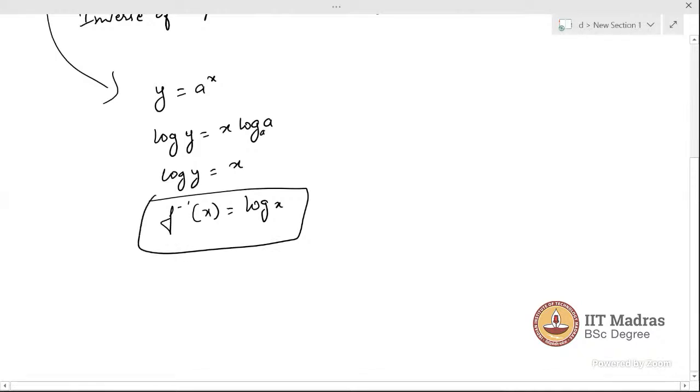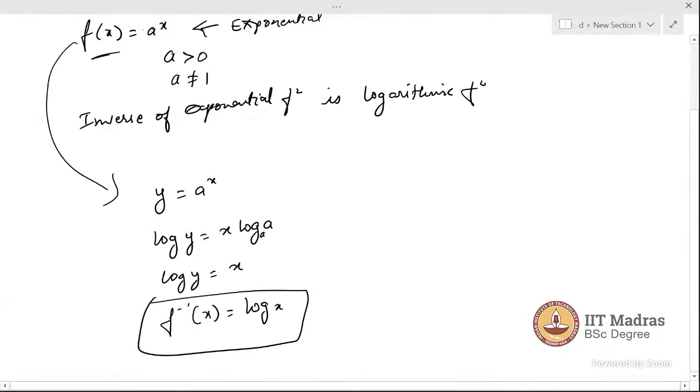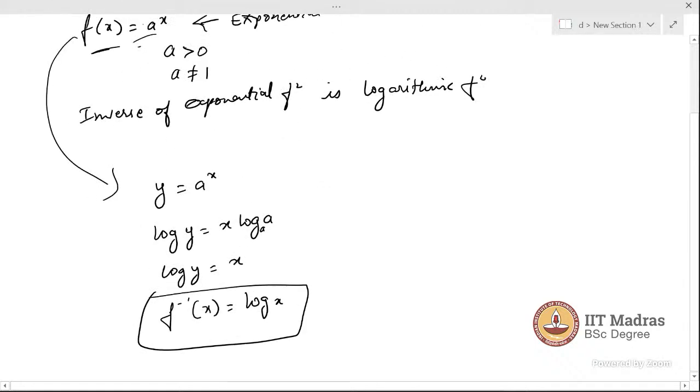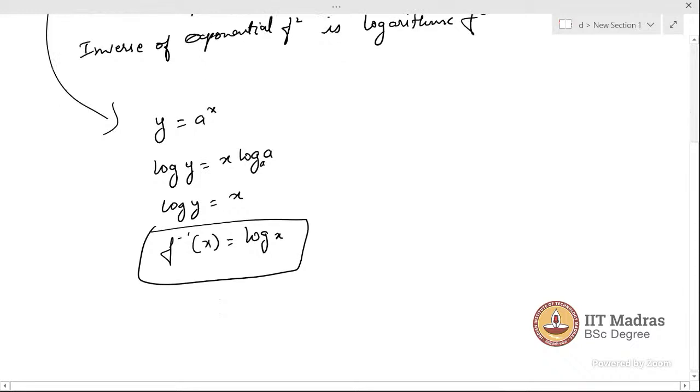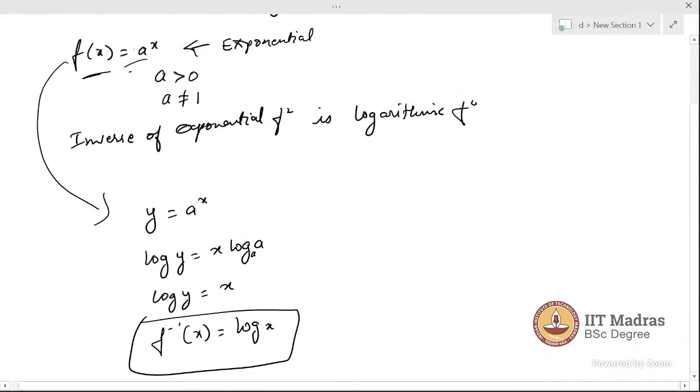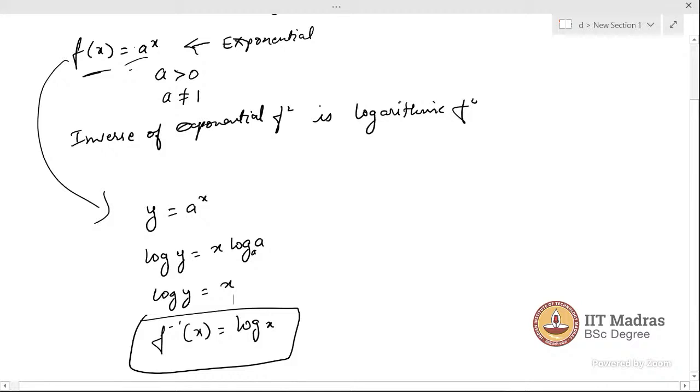Okay. So now what you see, our function f of x was a to the power of x, and the inverse of this will give me f inverse of x equals log x, right? Of course, you have the standard way of finding the inverse, but I did it in a trivial way. I just wanted to convey that the inverse of an exponential function is a logarithmic function. So now we also know what is an even function, and what is an odd function, right?